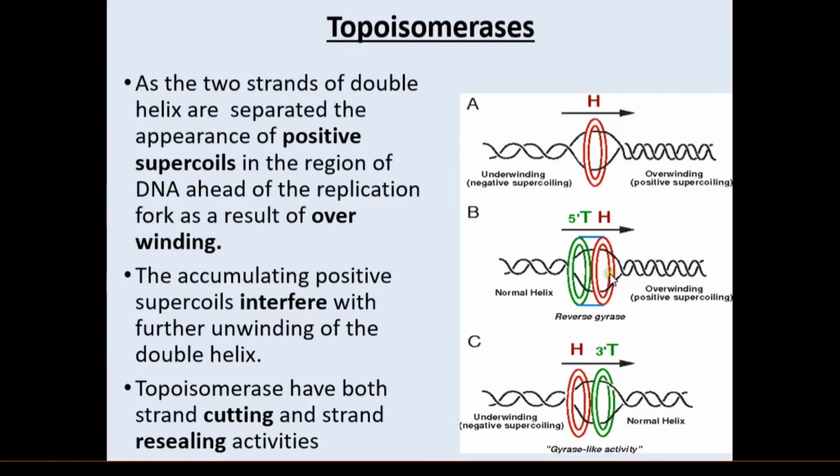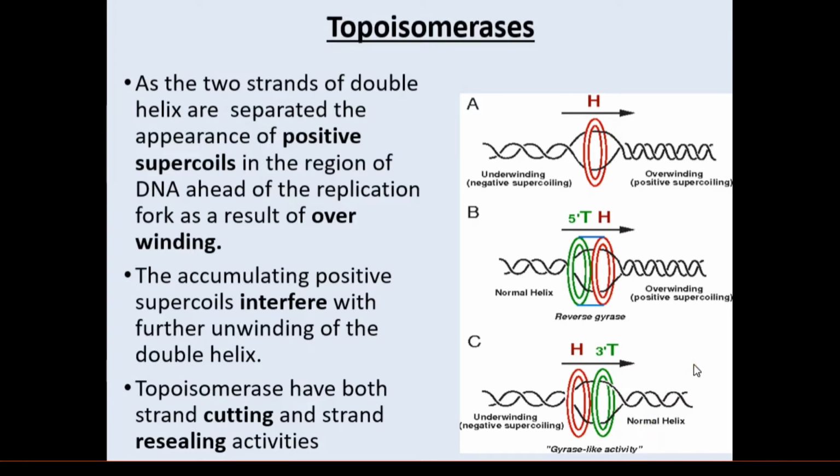So it must be removed, and this occurs by topoisomerase. Topoisomerase has both strand cutting and strand resealing activities. So topoisomerase cuts the strand, removes the supercoiling, and then again reseals the strand. In this way, topoisomerase removes the supercoiling and the topological strain.